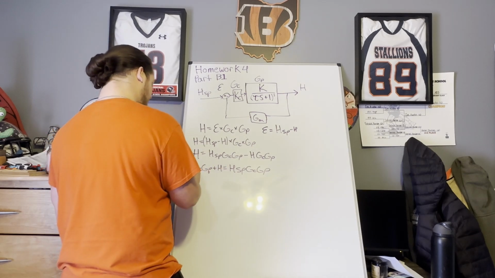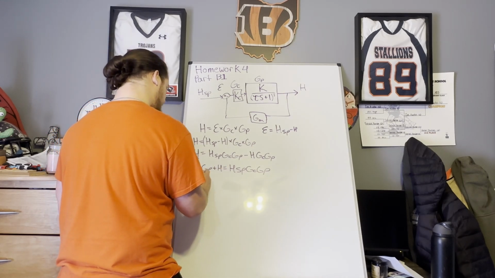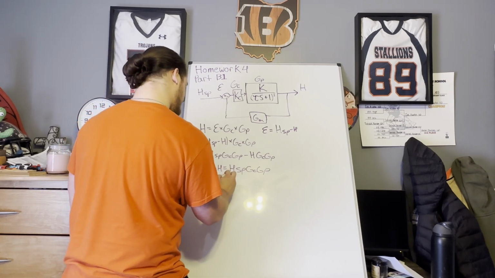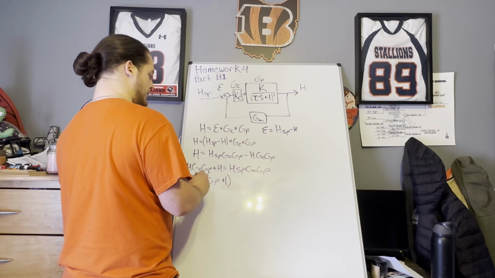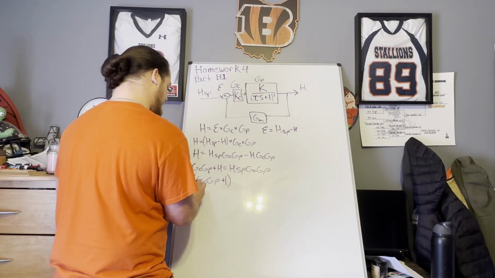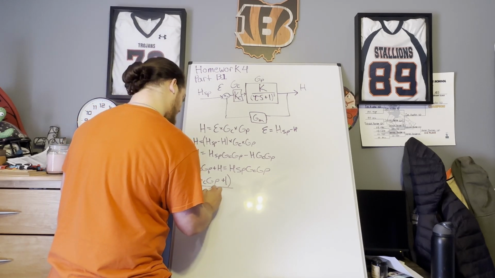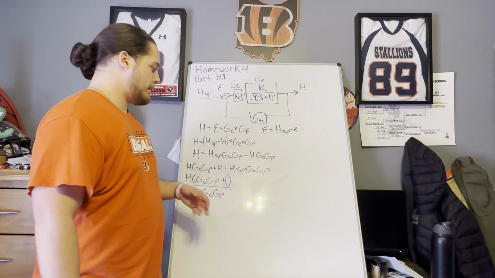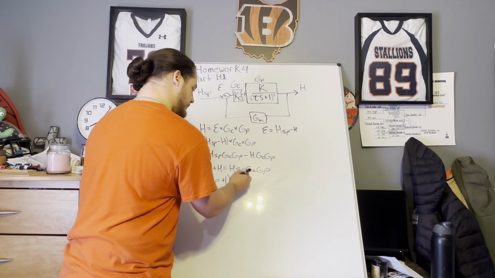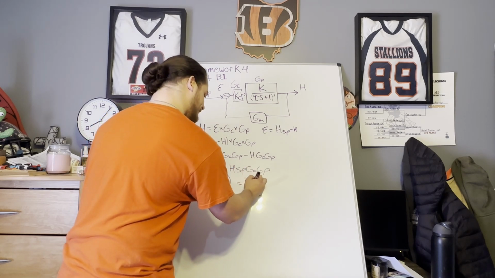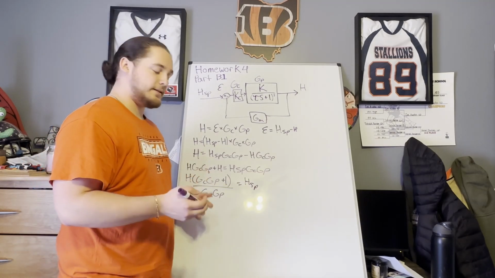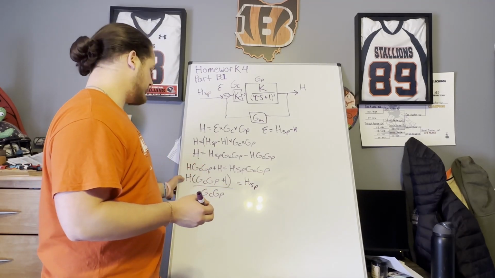And then taking out our height, we can get H times (GC GP plus 1). And then we can divide our GC times GP over here. And after moving this term over to our denominator, this is going to be equal to our HSP. So now that we have our H and our height set point on their own respective sides, we can now go ahead and get an expression for just our height.